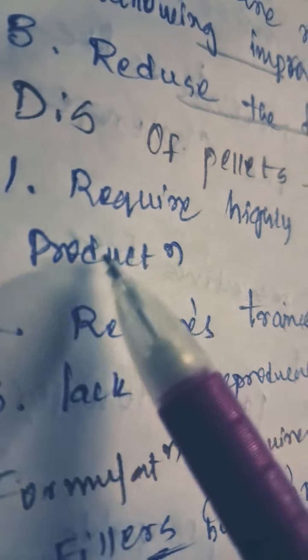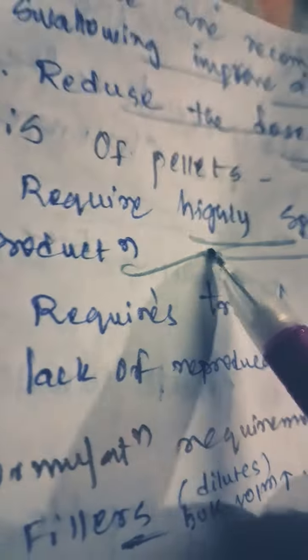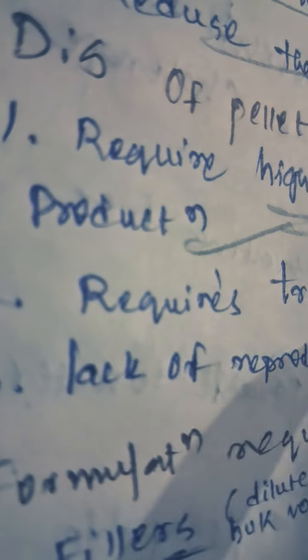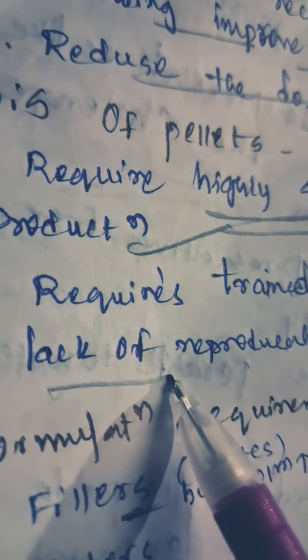These disadvantages include: require highly specialized equipment, higher cost of production, requires a trained skilled person to do that, and lack of reproducible manufacturing efficiency.